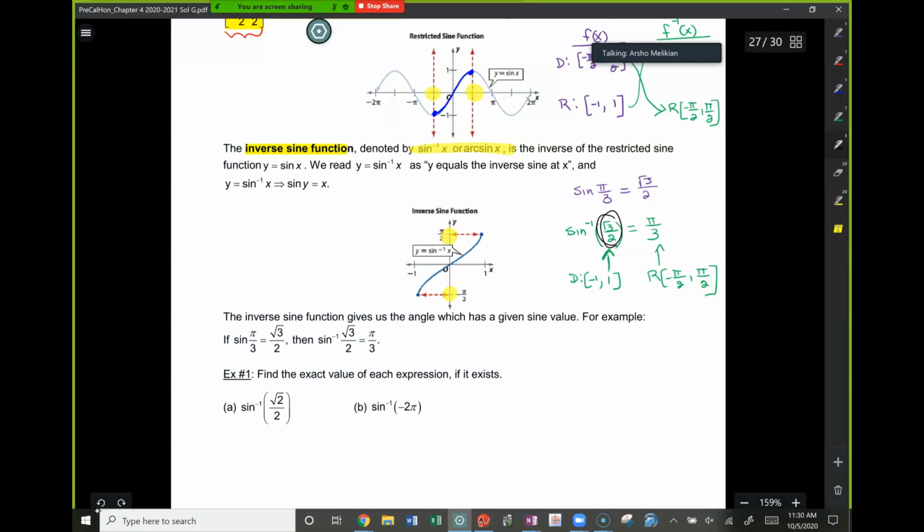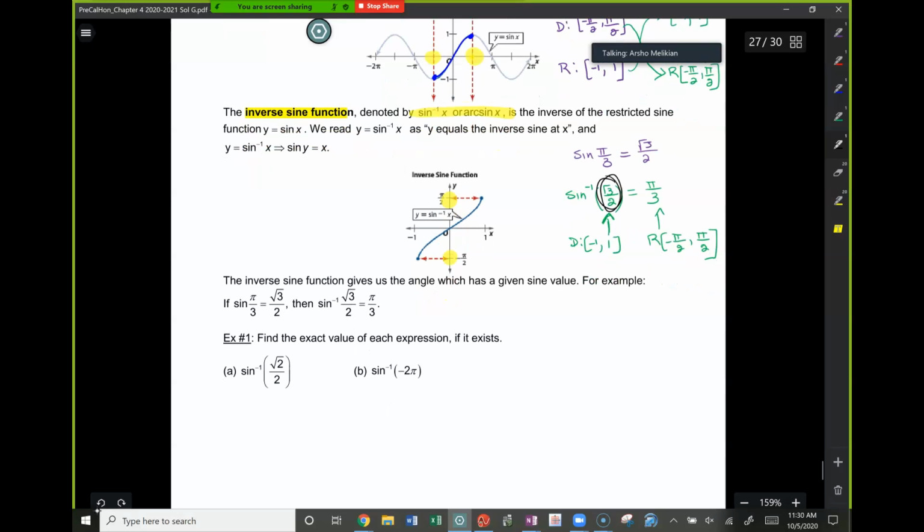So that means the number in here cannot be less than -1 and it can't be greater than 1. But the other part is more interesting. Look at this. The range is from negative to positive pi over 2. Let's take a look at what that means. This is the unit circle. Remember the unit circle, guys?